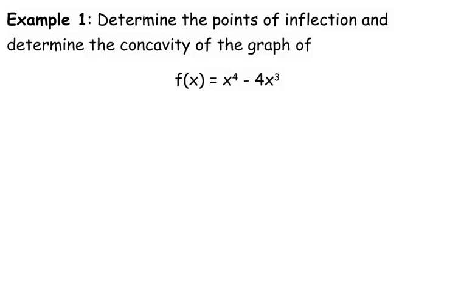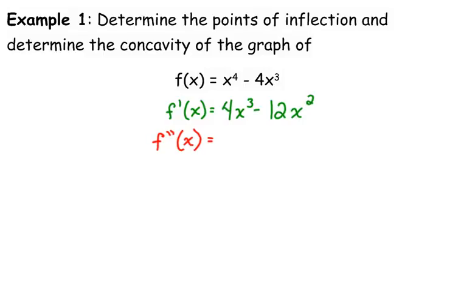So, anytime you see anything about points of inflection or concavity, you should automatically be thinking second derivative. Before we can get to the second derivative, however, we got to go through the first derivative. So our first derivative is 4x cubed minus 12x squared. I'm not going to do anything else with the first derivative because I'm not asked anything about increasing, decreasing, or anything like that. I've been asked about points of inflection and concavity, so I'm just going to use the first derivative to find the second derivative, and that's all I need it for.